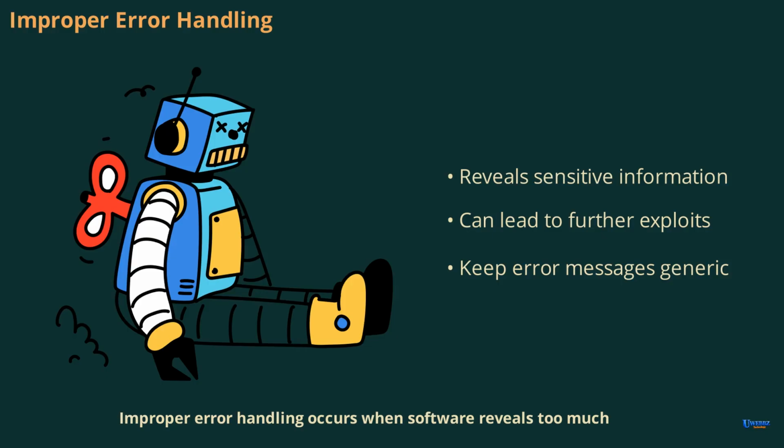Improper error handling occurs when software reveals too much information in error messages or fails to manage errors securely. This can expose sensitive data, such as system paths or database queries, to attackers. In some cases, it can even lead to system crashes that are further exploited. Developers must ensure that error messages are generic and do not leak internal details.